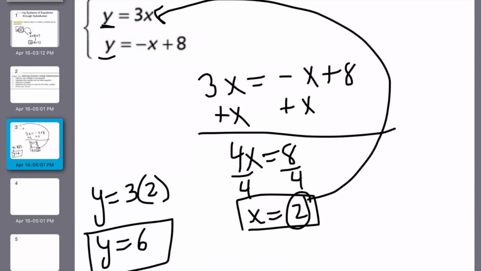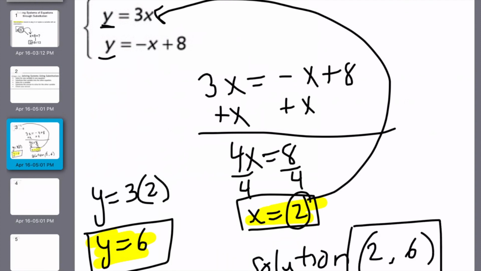So there I have it. I have my x and my y values. I know that x equals 2 and y equals 6. So my solution is at the point (2, 6). There we go. Let's try another example.